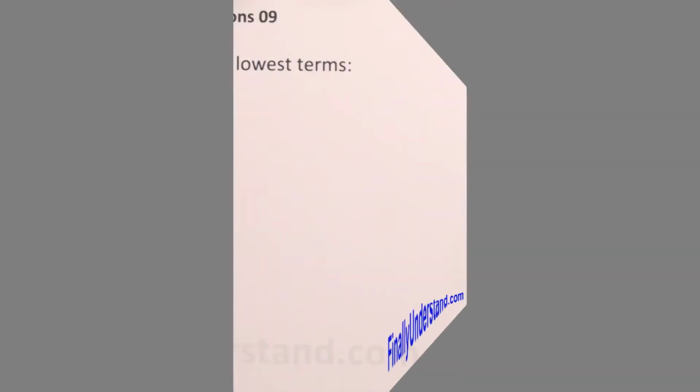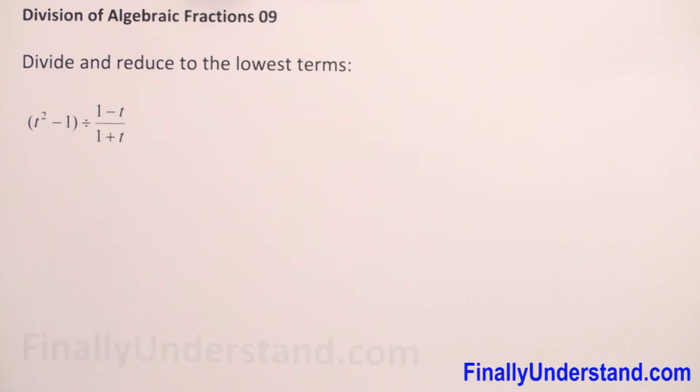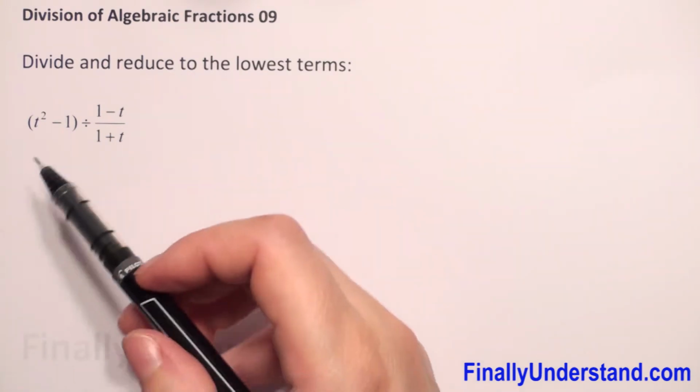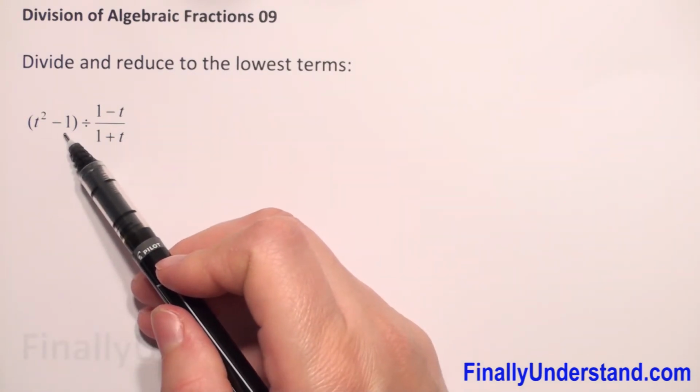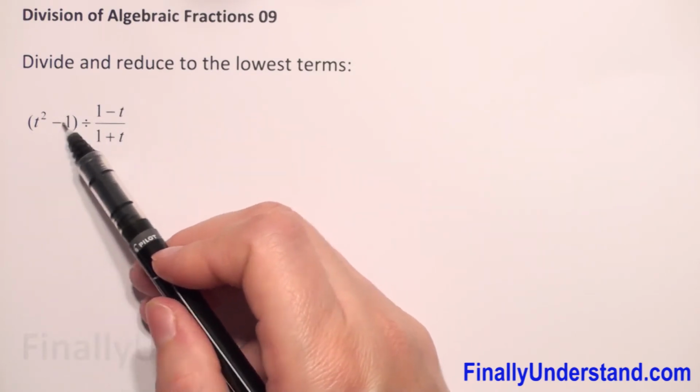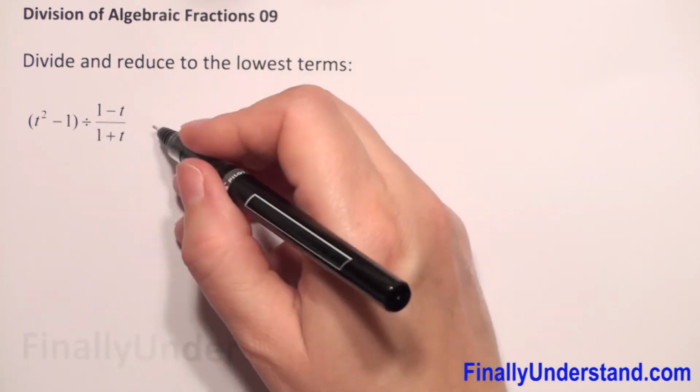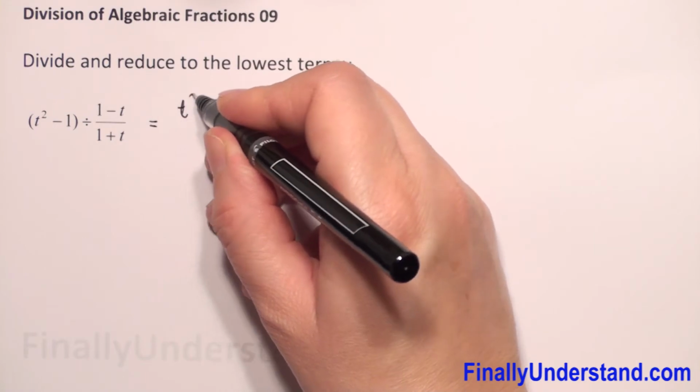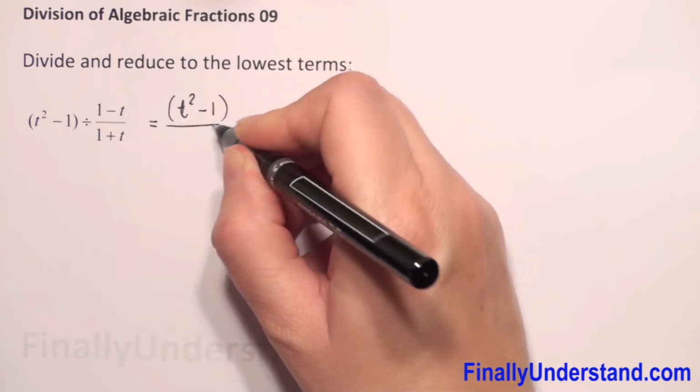We have division of algebraic fractions. How do we do division of algebraic fractions? The same as division of fractions. So we have to copy the first fraction, but because we have here only t squared minus 1, I will change this t squared minus 1 to a fraction. I can write that this is t squared minus 1 over 1.